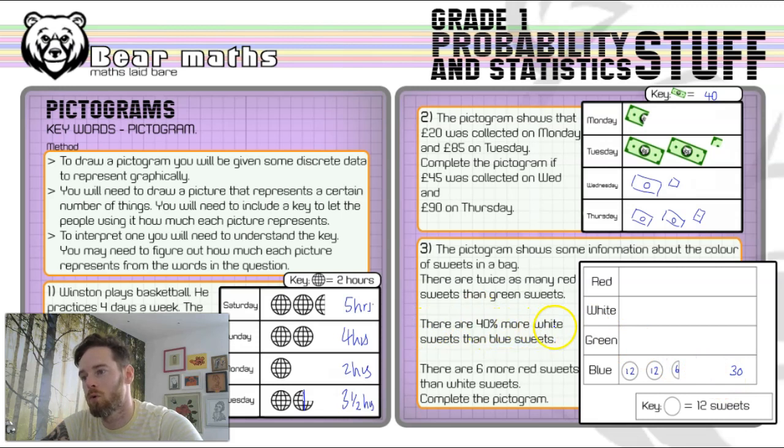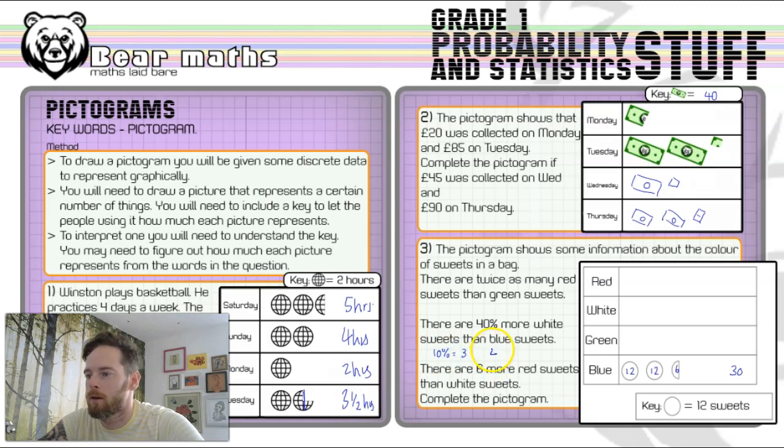There are 40% more white sweets than blue. So we're going to have to work out what 40% is and add it on to 30. The way we do that is find 10%. So to find 10%, if you're not sure, watch the percentage of quantities videos that I've made in the ratio and proportion section. But 10% is found by dividing by 10. So I'm going to write down 10% equals 3.